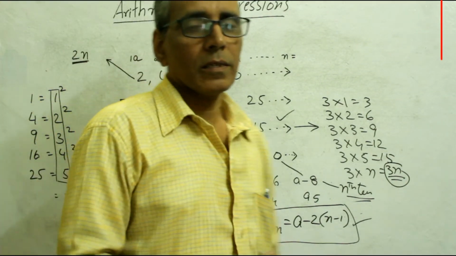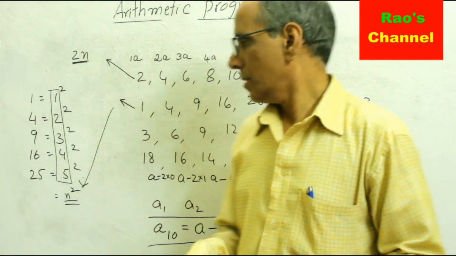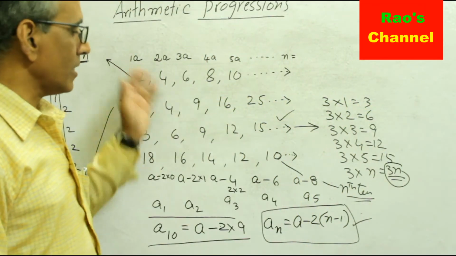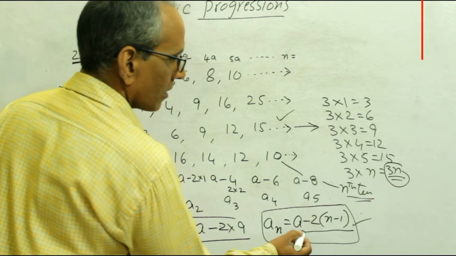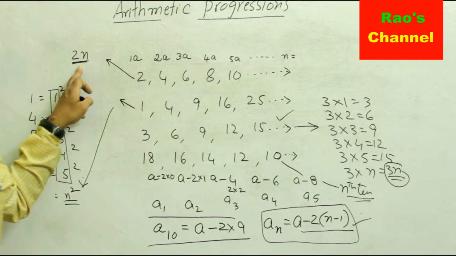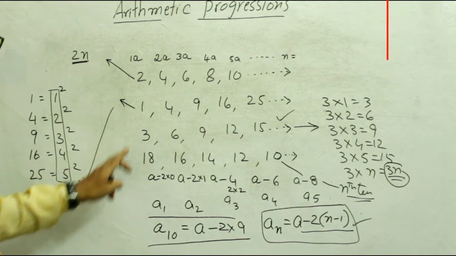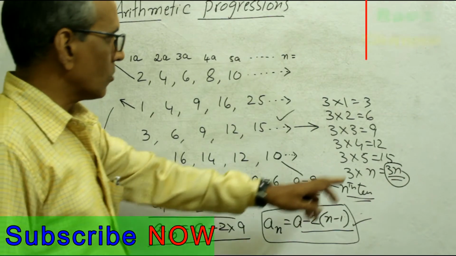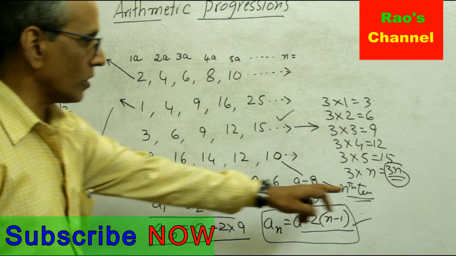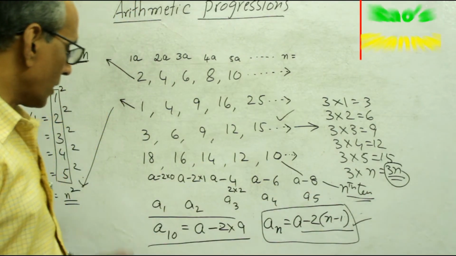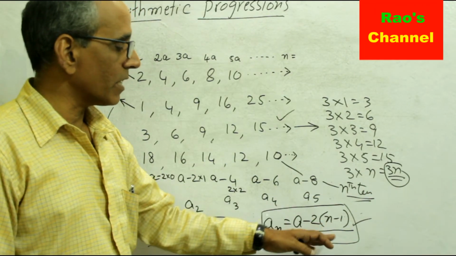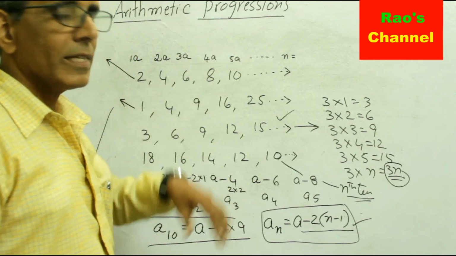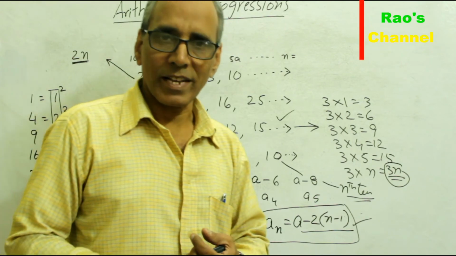So let's find the sequence of numbers by using the rules derived already. The rule of any pattern is an algebraic expression. See here, 2n is an algebraic expression, it is a monomial. For this, n square is also an algebraic expression, monomial. And the third one, which is 3n, is an algebraic expression, monomial. And the last one, A minus 2 of n minus 1, is an algebraic expression, of course binomial. So the rule of any pattern or any sequence is always an algebraic expression.